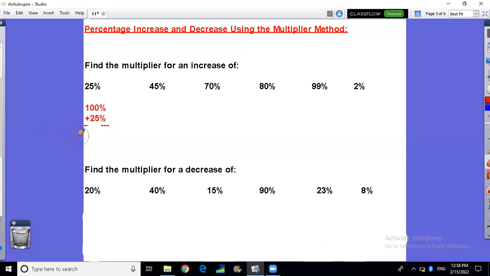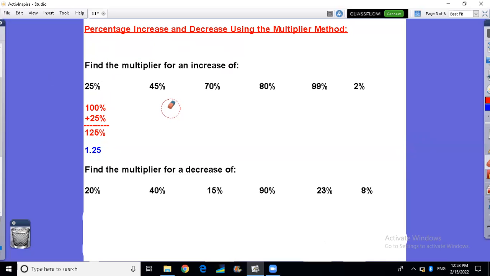It is going to be 125%. What is 125% as a decimal? It is 1.25. 1.25 here is called the multiplier. Again, I just added 25% because they said increase. What did I add it to? I added it to 100%, which is 125%. What is it as a decimal? 1.25. This is what we call the multiplier.